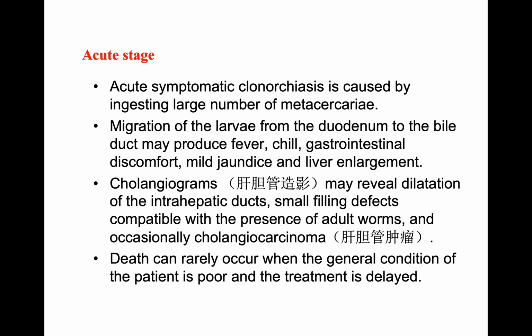clonorchiasis is caused by ingesting large number of metacercariae, and larvae will migrate from the duodenum to bile duct, may produce fever, chill, and GI discomfort, and mild jaundice and liver enlargement.